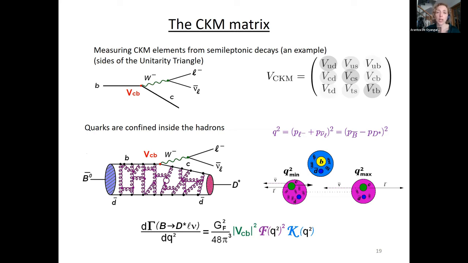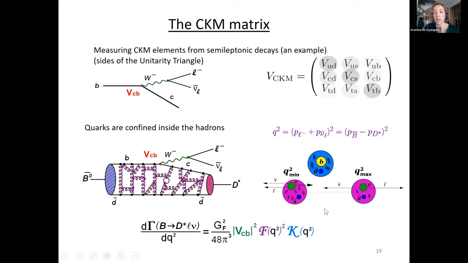How can we measure this CKM matrix element with better precision, or what is the way to do it? Okay, as I told you, in real life, we have this process where you have QCD, and the differential decay width we can express in terms of q squared. q squared is just the four-momentum transfer between the initial state and the final state, or just the momentum of the lepton-neutrino system.